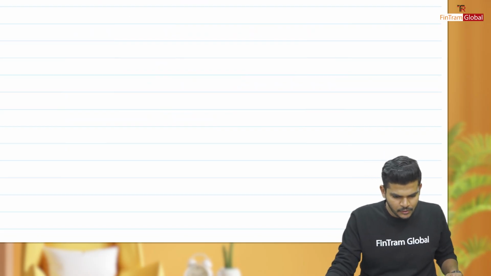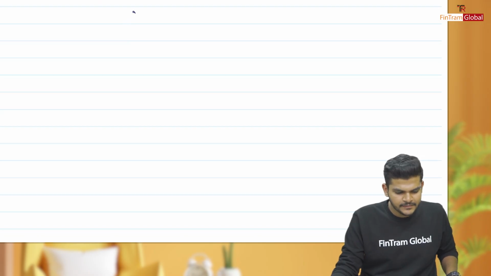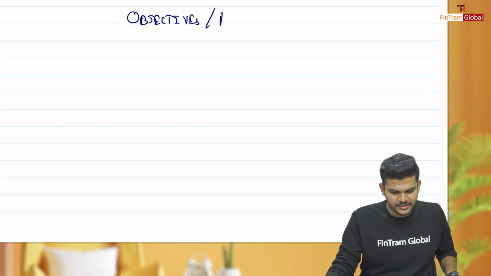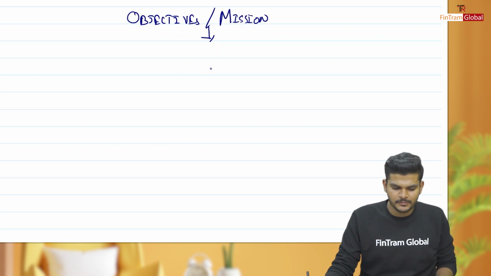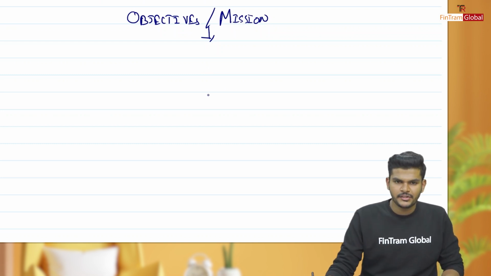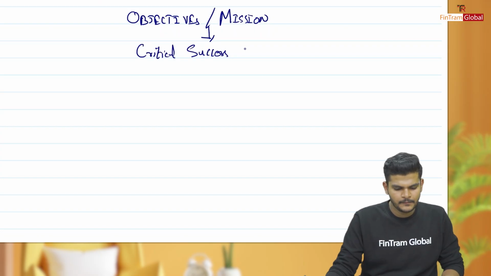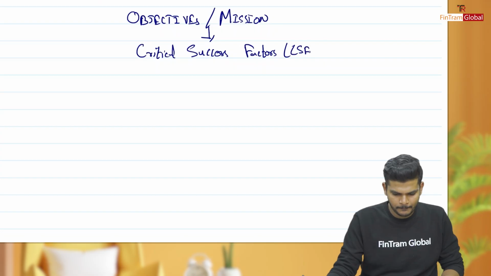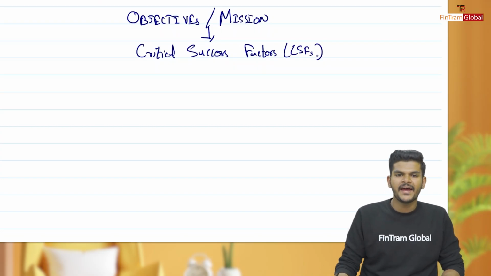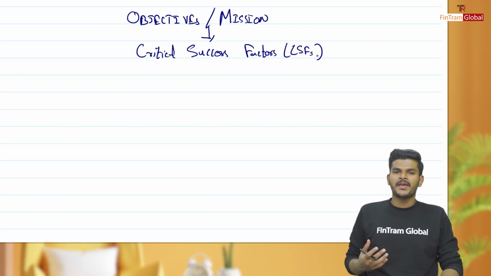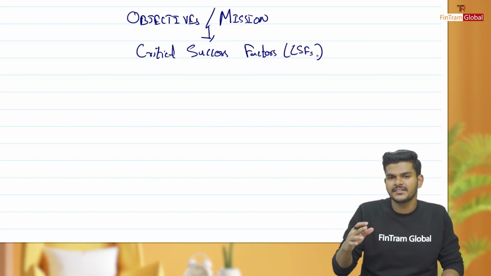Okay, folks. So every organization would have their objectives or mission, I would say, right? So in order to achieve these objectives or mission, what do we need to do? We have to identify something known as critical success factors, or as we call it, CSFs, right? So we have to identify the critical areas where we have to excel at in order to achieve these objectives. That's what CSFs are, right?